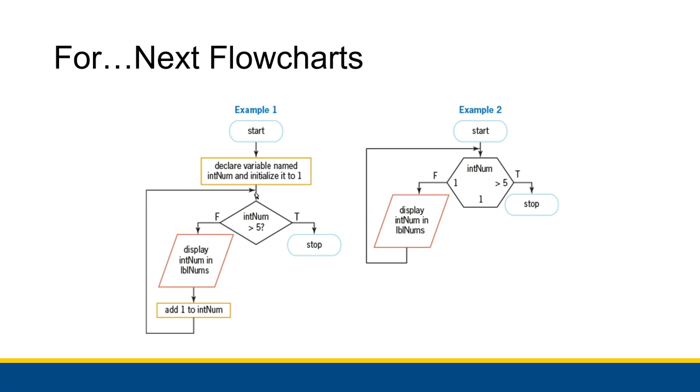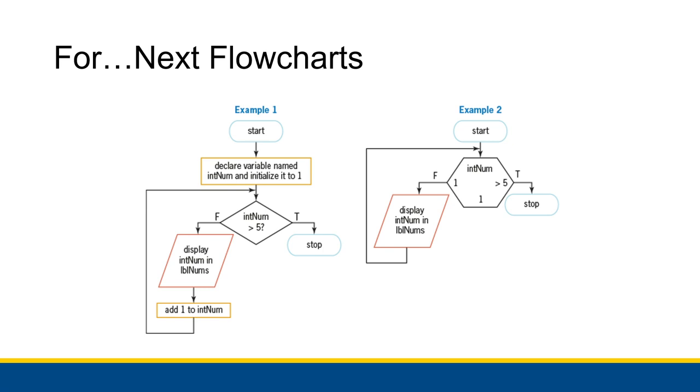So in this case, we have our until pretest loop, the pretest loop with the loop exit condition, where we declare the variable ahead of time, we check if it's greater than 5, if that's false, we run through the loop, and then we add whatever our step value is to int num, and then we pop back up to before the condition and repeat that over and over again.